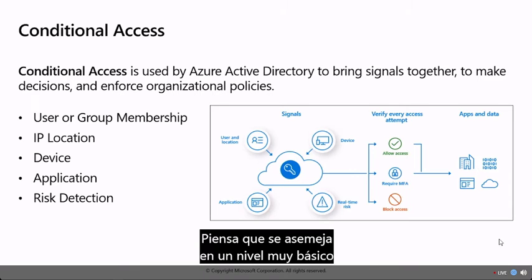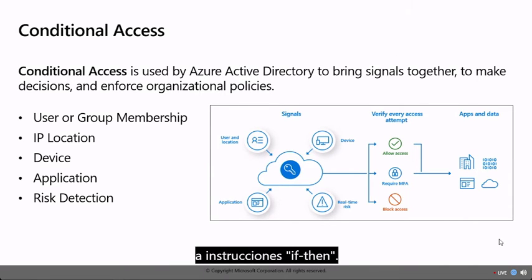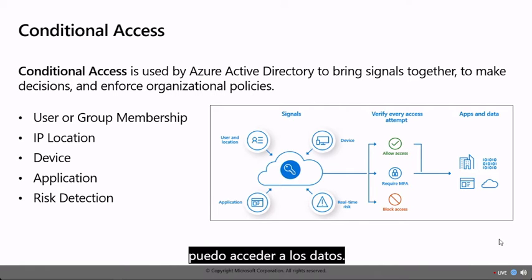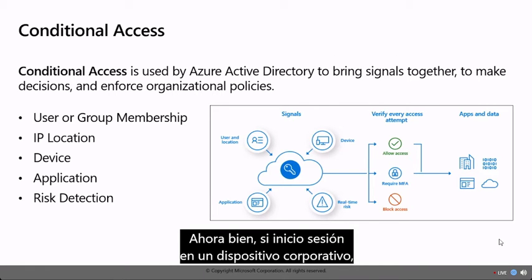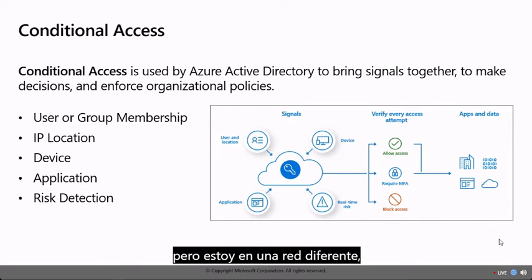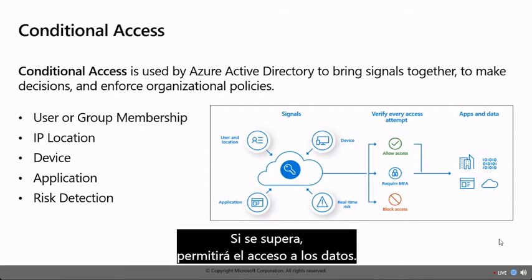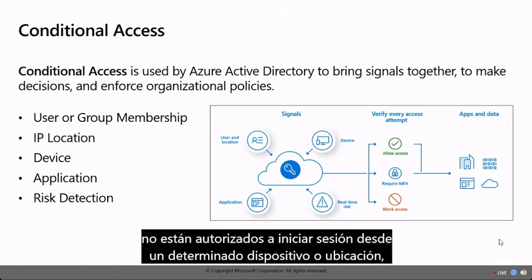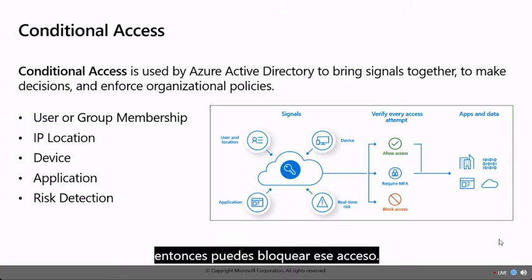So think about them at a very simple level. They're if-then statements. If I am logging in from the corporate network on a corporate computer, then I can access the data. Now, if I am logging in on a corporate device, but I am on a different network, then require multi-factor authentication. If they pass, then allow access to the data. Or if a user is not allowed in, they're not authorized to log in from a certain device or a certain location, then you can block that access.